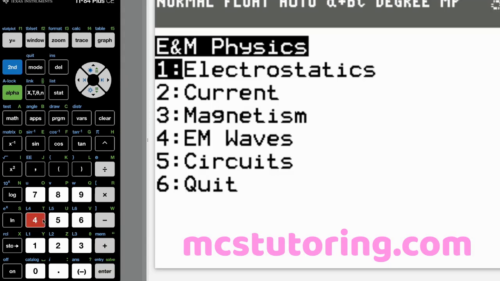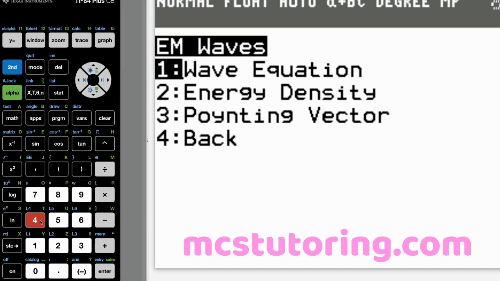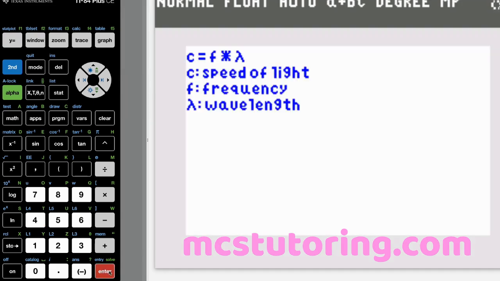Then we're going to go on. We're going to go back now. We're going to go to electromagnetic waves. And then we've got the wave equation, energy density, and Poynting vector. So let's look at this. We've got the wave equation, c equals f times lambda. C is the speed of light, f is frequency, and lambda is wavelength. Just kind of interesting. When I was younger, I didn't know all this.